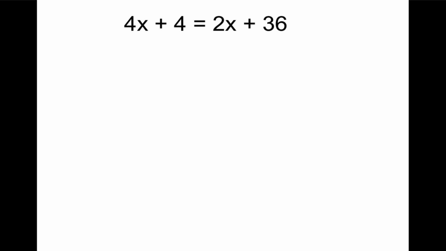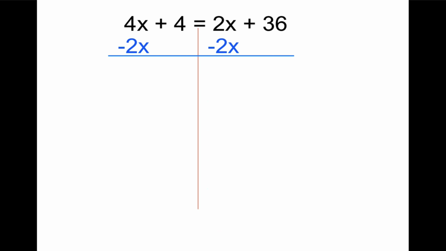4x plus 4 equals 2x plus 36. Let's begin with the line of equality. And we look at the two variable terms. There's one on either side of the line of equality. There's 4x and 2x. Of the coefficients, 4 and 2, 2 is smaller. So that's the term we want to remove, the one with 2x. We remove positive 2x by adding negative 2x to each side of the line of equality.